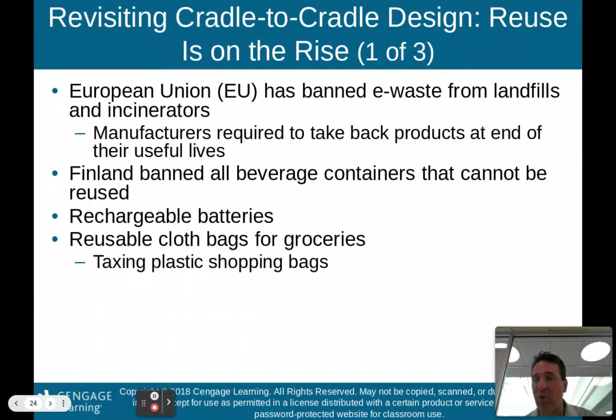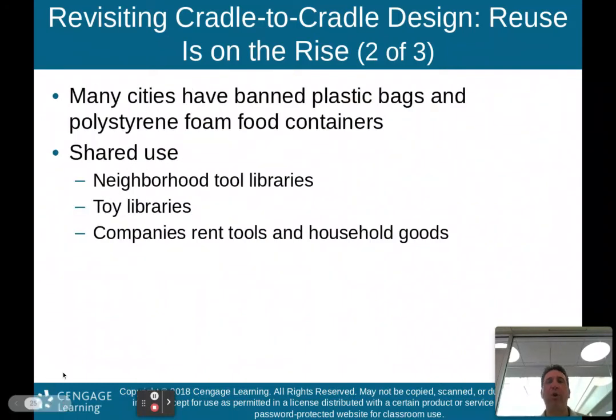Rechargeable batteries is a great idea, right? Believe it or not, I used rechargeable batteries more when I was a teenager than I do now. I don't know why, but yeah, why get rechargeable batteries, right? They may be a little bit more expensive up front, but then you can use them over and over again and you're not throwing batteries out. And again, those reusable cloth bags for groceries that I spoke about a little bit earlier, again, let's tax those plastic shopping bags, or in many spots, not even allow them to be distributed. All right, these are things that can help because again, reuse is on the rise. Again, many cities have banned plastic bags and polystyrene foam food containers.